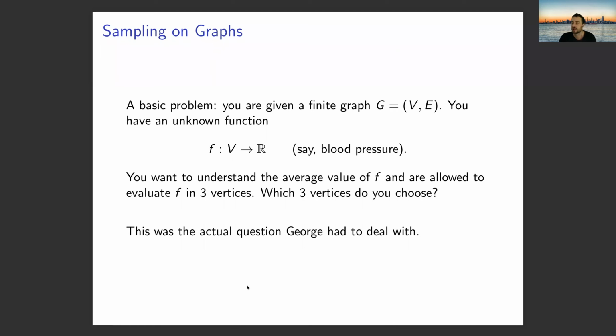And George actually had to deal with this. They had a graph, and they realized if you put 100 people at random, you have standard Monte Carlo heuristics, and it's not going to be that bad. But the question is, can you use the graph information as an additional ingredient? And what do you get?